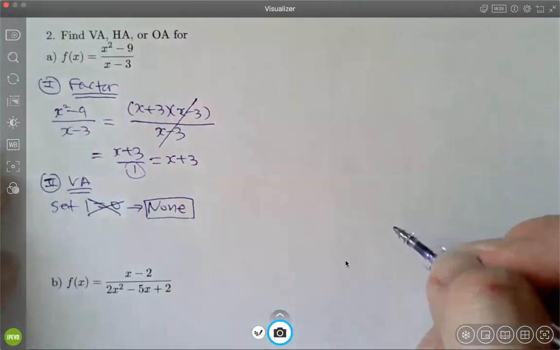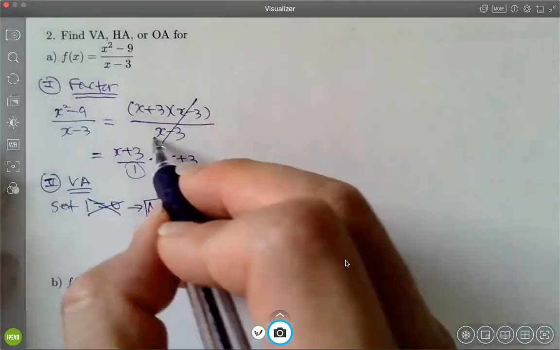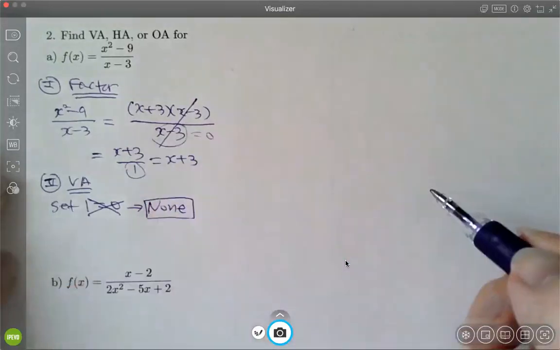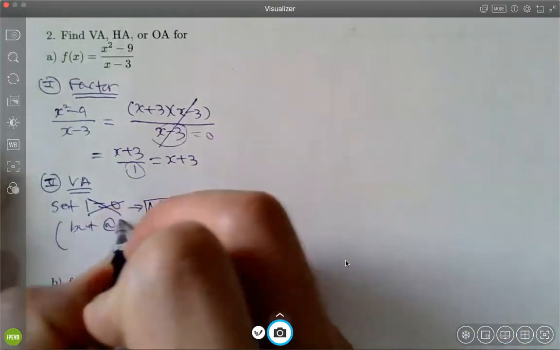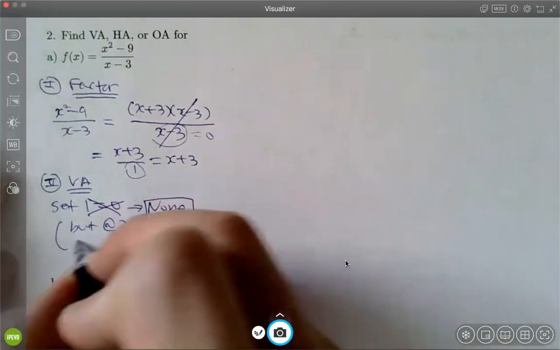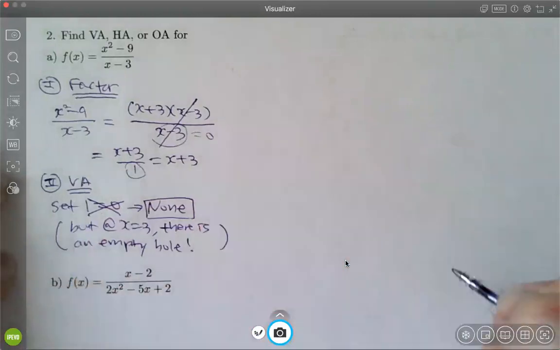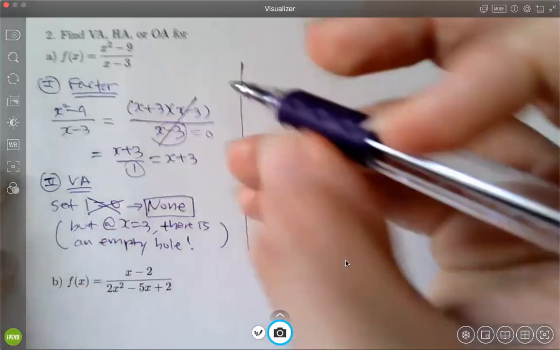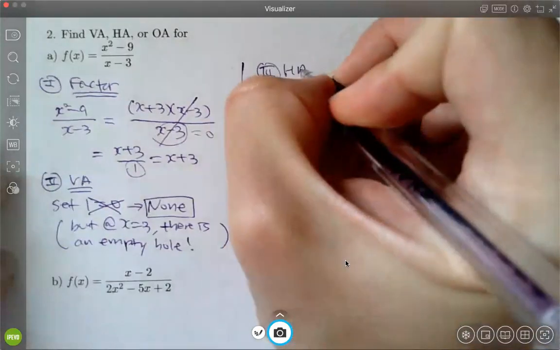Okay, but instead, what do you have at x is equal to 3? You have an empty hole, right? Okay, but at x is equal to 3, there is an empty hole. Okay, there's no asymptote there, you only have an empty hole. And now, horizontal asymptote. So what do you do here? Look at the degrees, right?